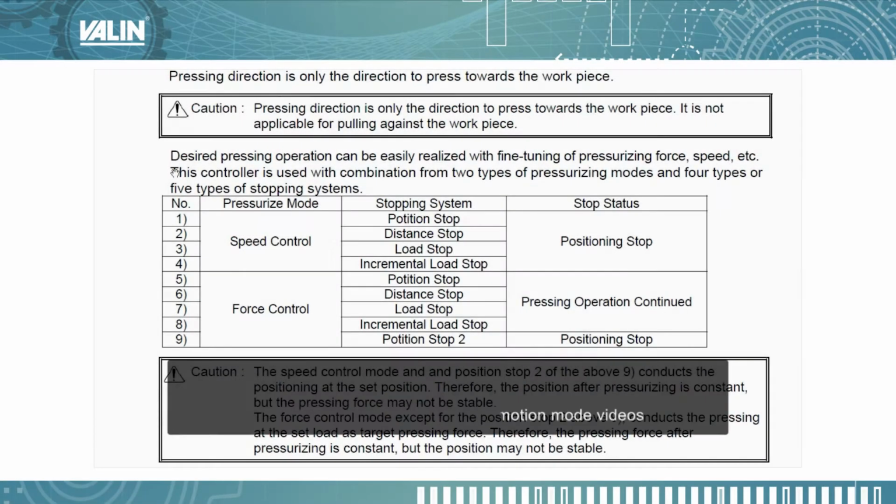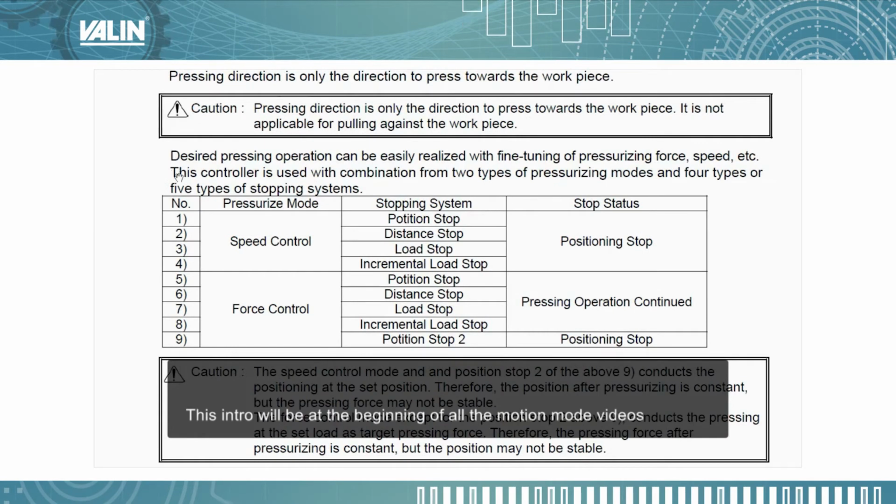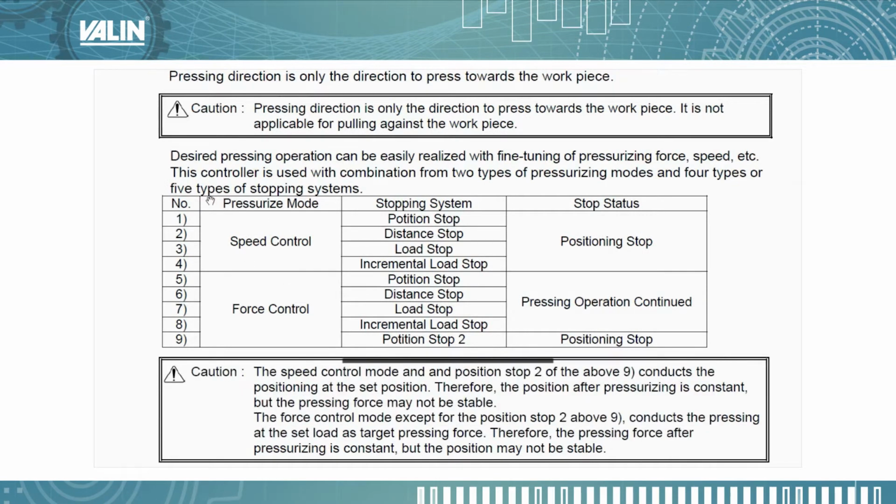I want to talk about the different servo press motion modes. There's a table right out of the manual that I'm showing here, and you can see there are 9 modes. There are 4 speed control and 5 force control. And then inside each speed control, there's position stop, distance stop, load stop, and incremental stop.